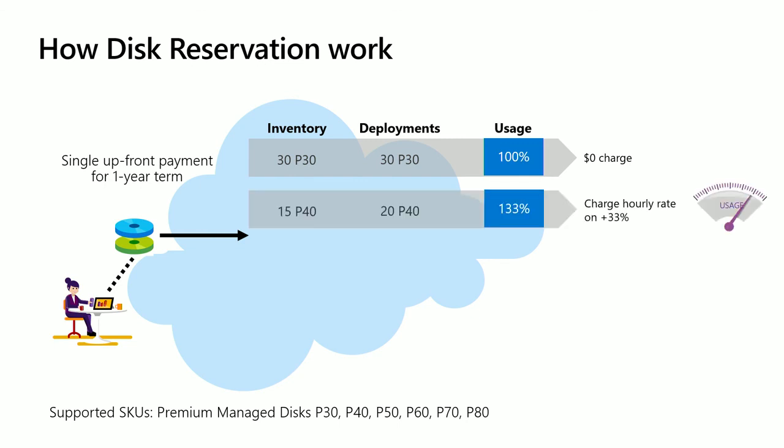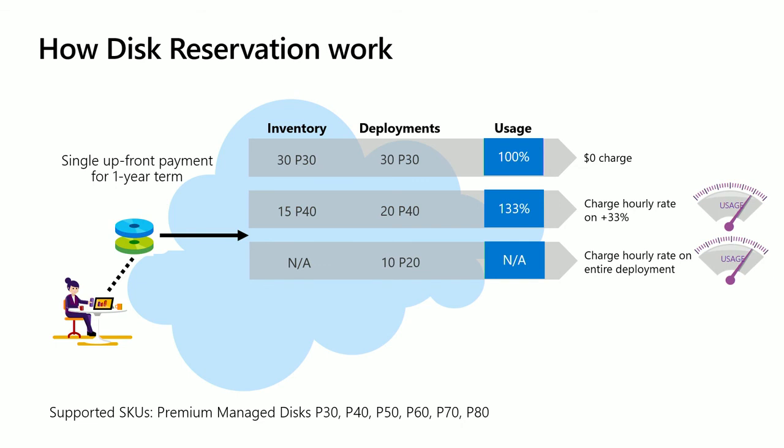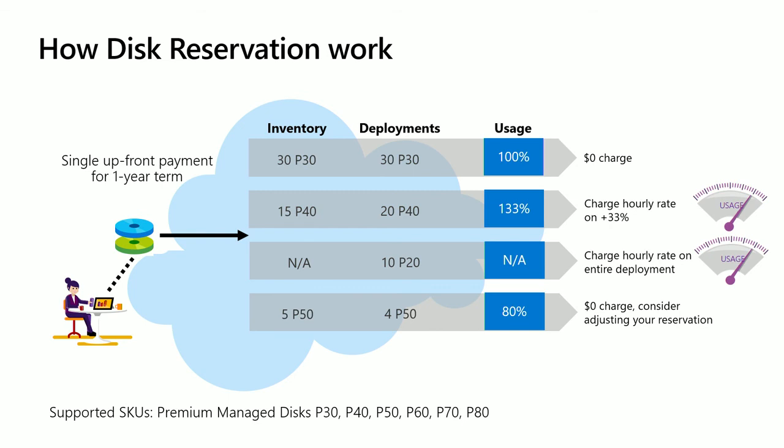Then if you have reserved 15 P40 and you deployed 20 P40, you're only going to be charged at an hourly rate for the 33% which is above your reservation. If you deployed 10 P20, because we don't support reservation on P20, you're just going to pay at an hourly rate, just as now. Lastly, if you have 5 P50 disks in reservation and you only used 4, you'll not be charged, but we will recommend you adjust your reservation so that you have better utilization.